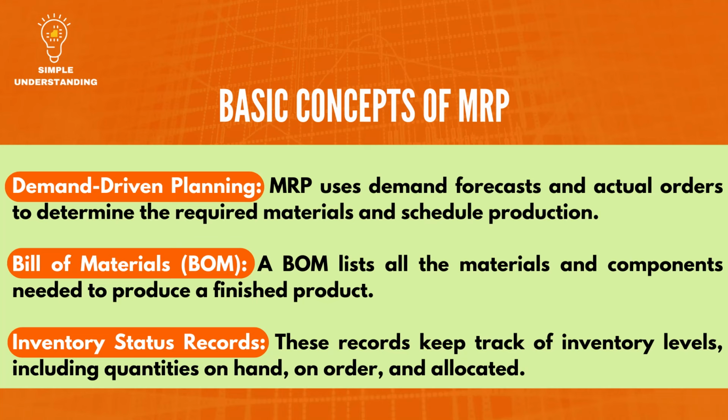B. Bill of Materials, BOM. A BOM lists all the materials and components needed to produce a finished product. C. Inventory status records. These records keep track of inventory levels, including quantities on hand, on order, and allocated.